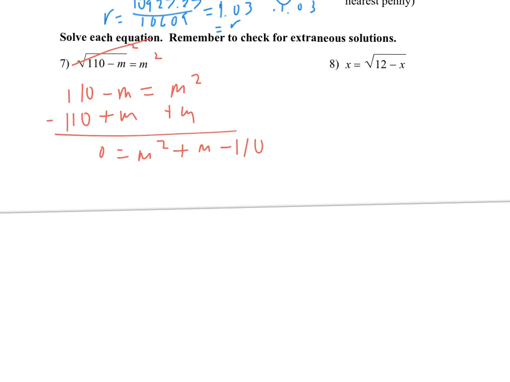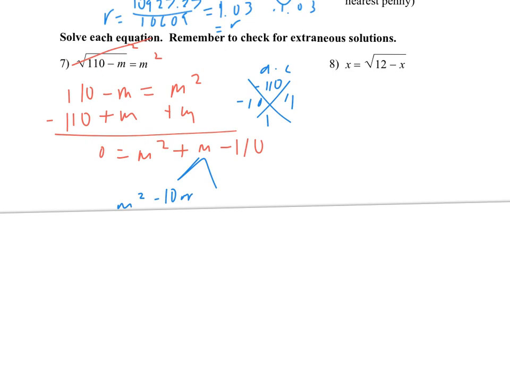All right, and now I'm going to factor. So I'll go ahead and use a diamond here, thinking of two numbers that multiply to a times c, which is negative 110, and add to 1. So that'll be negative 10 and positive 11. So that's how I split up the middle term.